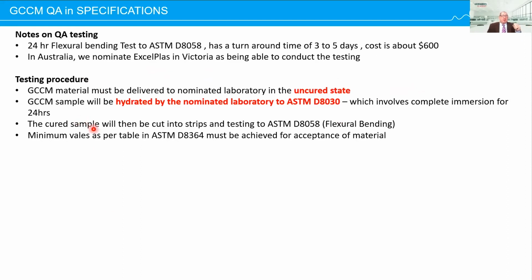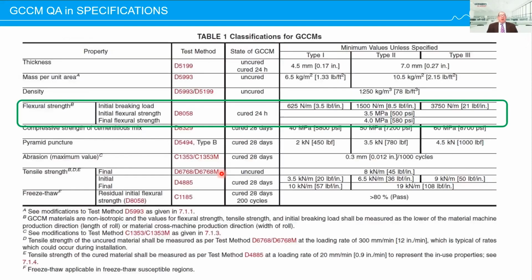As far as the testing procedure, it is critical that the material be delivered in the uncured state, because the GCCM will be hydrated by the nominated method, which is complete immersion. Then from the time it's originally immersed, we count down the time, and the sample will be tested 24 hours after it was initially immersed. Finally, this is a flexural bending test that we do for index testing for compliance of materials. It's got 3 parts, all of them reported in the one test.